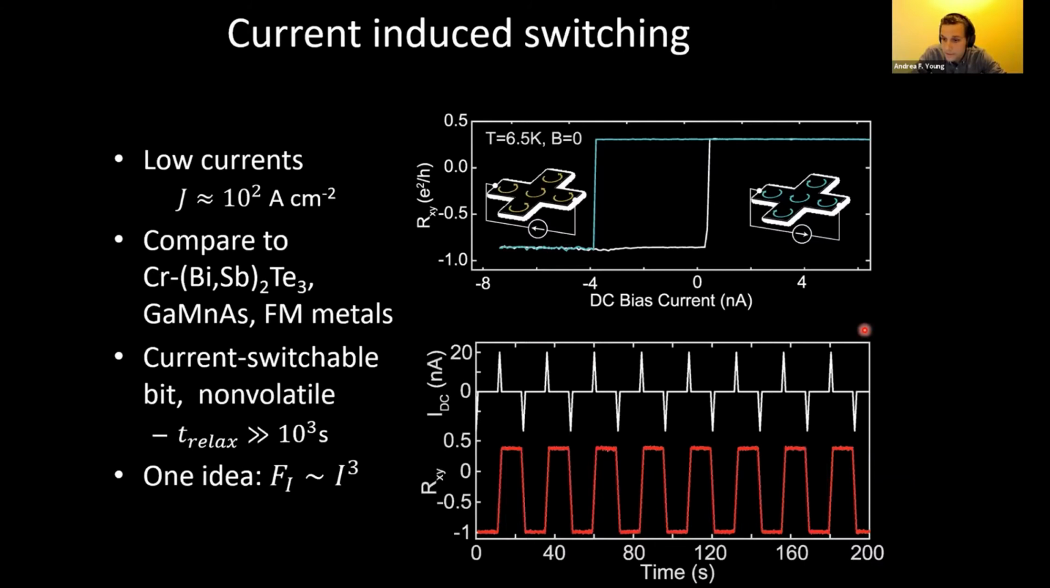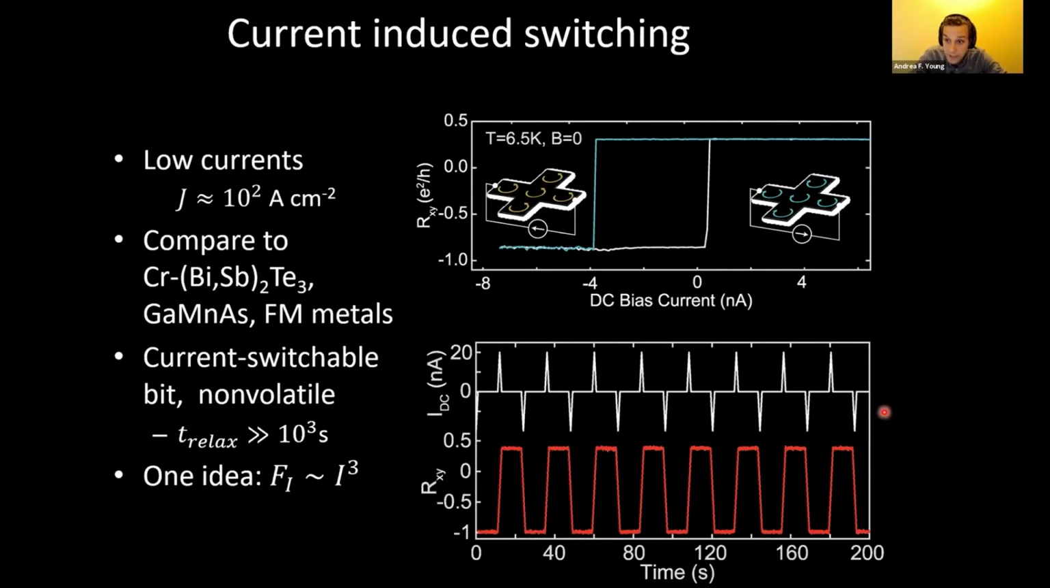So you can use this, for example, to make a little current controlled magnetic bit, where you put a little current pulse and flip the magnetization up and down, and you can do this over and over again. The mechanism for this is still not entirely understood.